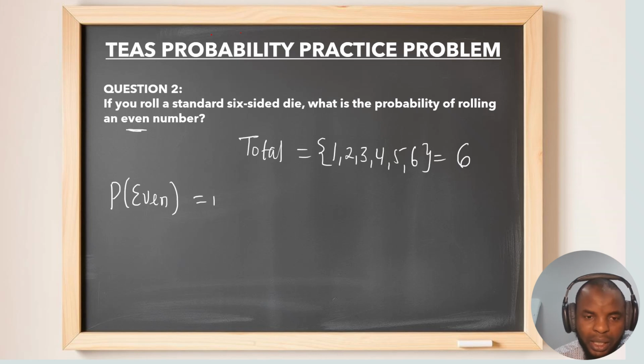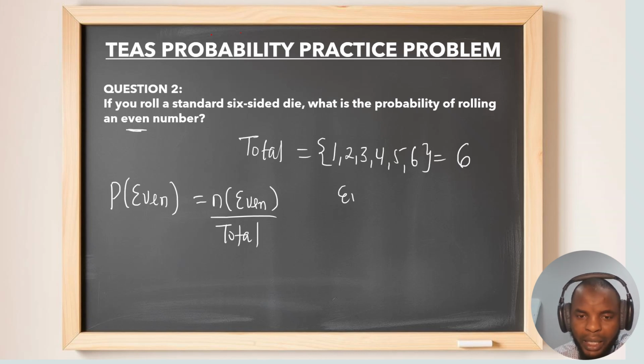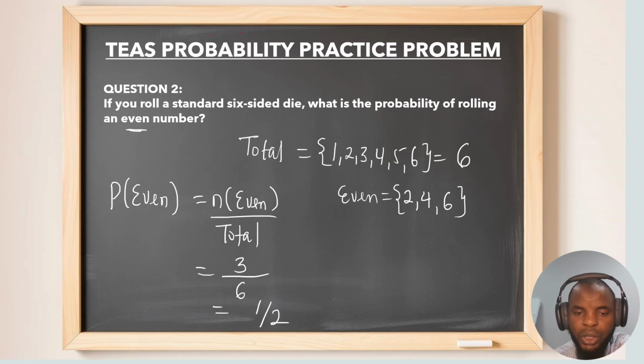Now, what is the probability of throwing an even number? Here we have the cardinality, or the number of even numbers, over the total. What are the even numbers we have? The even numbers are numbers that can be easily divided by 2. So here we have 2, 4, and 6. In total, we have 3 even numbers over the total, which is 6. Finally, your answer can be 1/2, which is half.